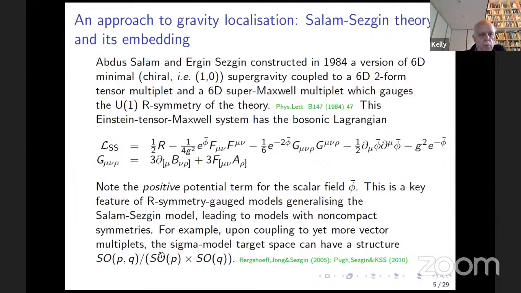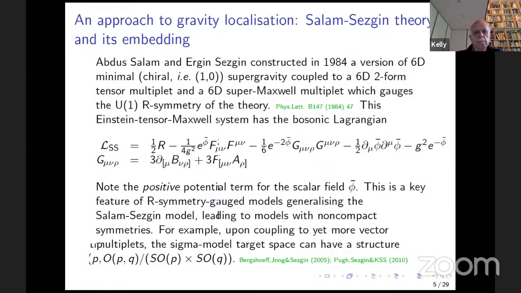And you have models with more general non-compact symmetries. And let's see, I don't know if I can get rid of this thing here. I don't know if you see it. Maybe you do, and I don't want you to see it. Okay, well, I tried it. Yes, I don't know if I can get rid of that.